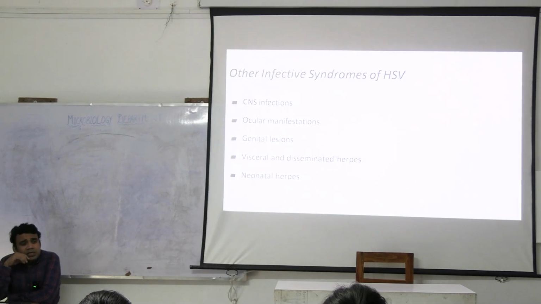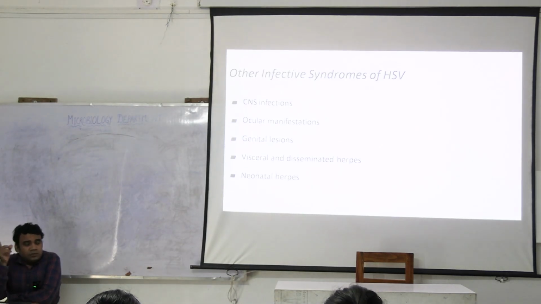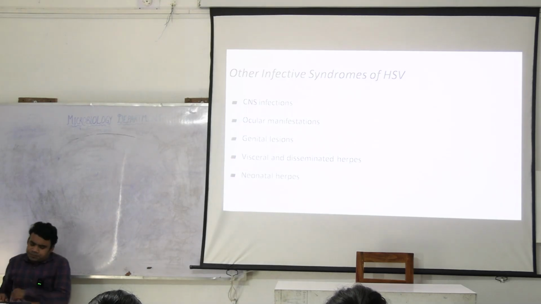Furthermore, these herpetic lesions can also affect various parts of the eyes, including the cornea and the retinal nerves also. The previous picture which I showed you was where the skin over the eyes was affected. But ocular infection means the nerves supplying the eyes, that is the retinal nerve, trigeminal nerve, when those are affected, then we call it an ocular manifestation.